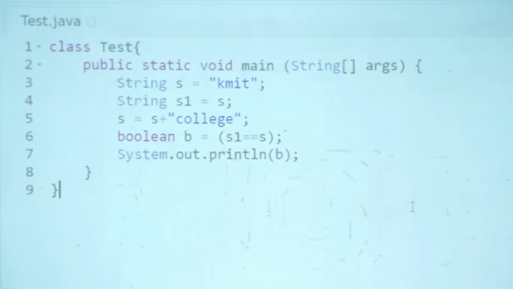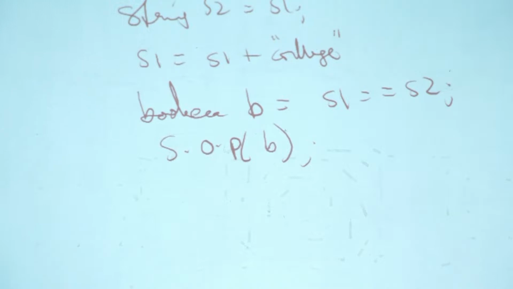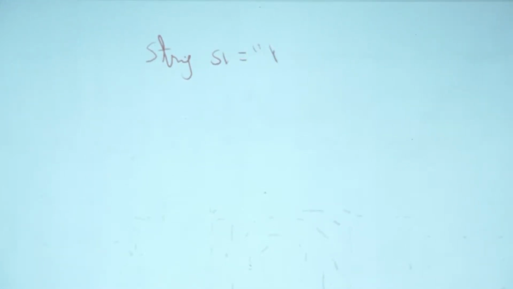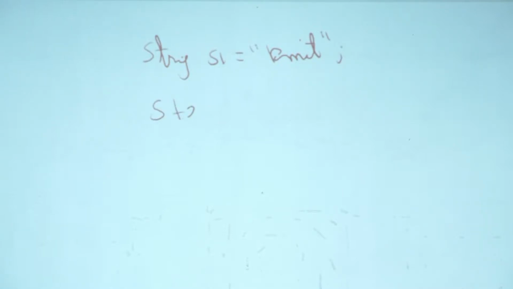Now, I'm going to show you one more thing about strings, and then we are going to move on. This is very important, so please try and understand. Not many people understand this part. Okay, I'm going to the code. String S1 is equal to "KMIT". String S2 is equal to "KMIT".